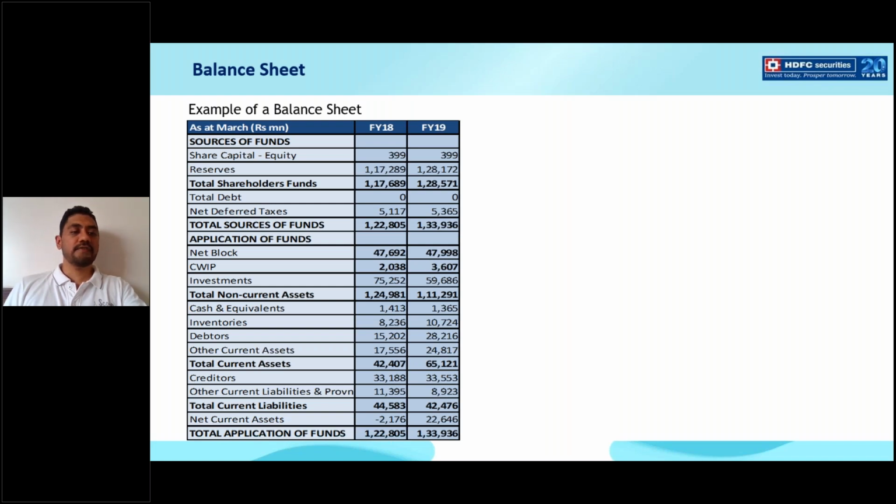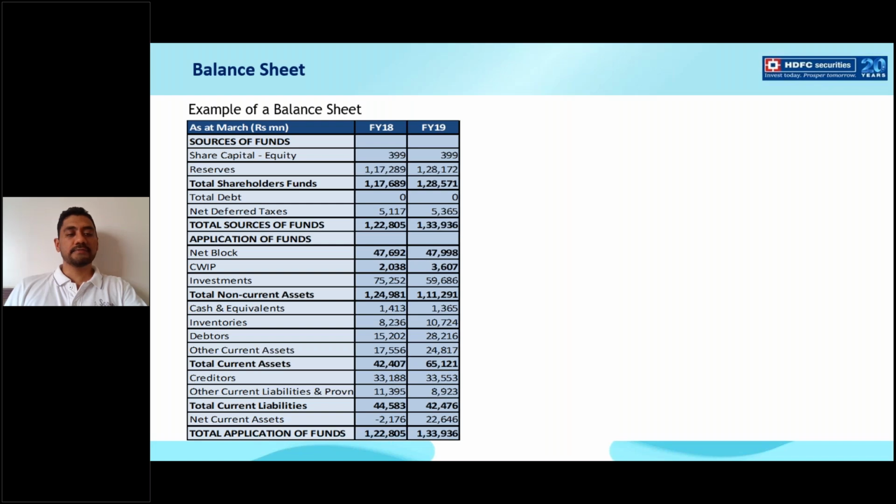And on the other side, we have the application of funds, how the funds which have been sourced are being used by the company. So we have a net block which includes the fixed assets of the company. We have capital work in process, which is the ongoing fixed assets which the company is planning and investing into a new plant or new asset creation. Then companies which have surplus funds invest in other companies, so we get long-term investments of the company. So these are basically the non-current assets for the company.